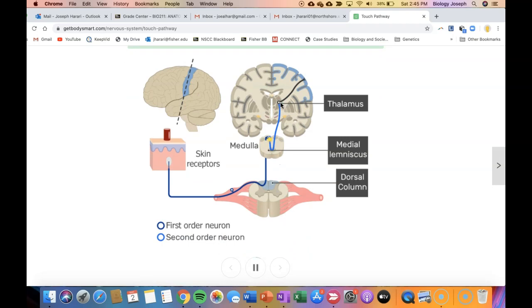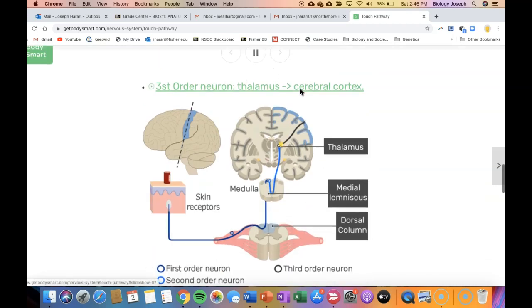This is our second order neuron. Remember, the thalamus is then the relay station. It's going to interpret all these signals being sent. And then the thalamus says, okay, that's a touch signal from the lower part of the body. I'm going to send that to the somatosensory cortex in the part of the body that corresponds to this sensory receptor. So every part of the body has a specific location on the somatosensory cortex that it's connected to.